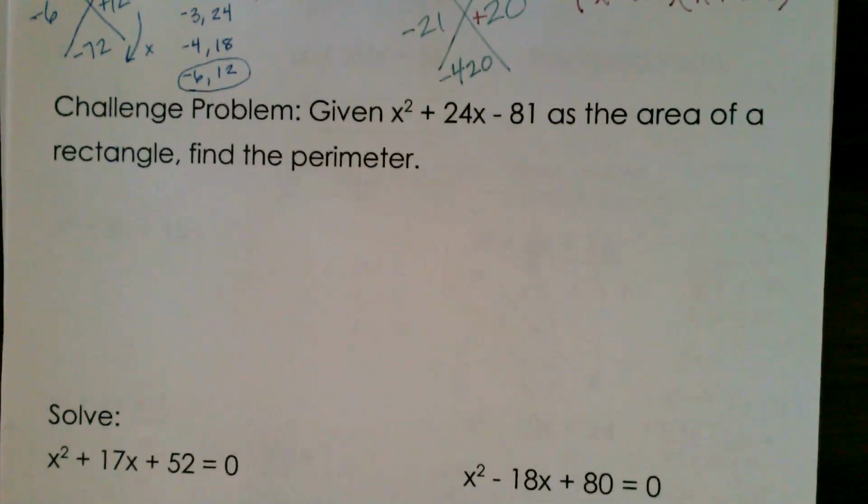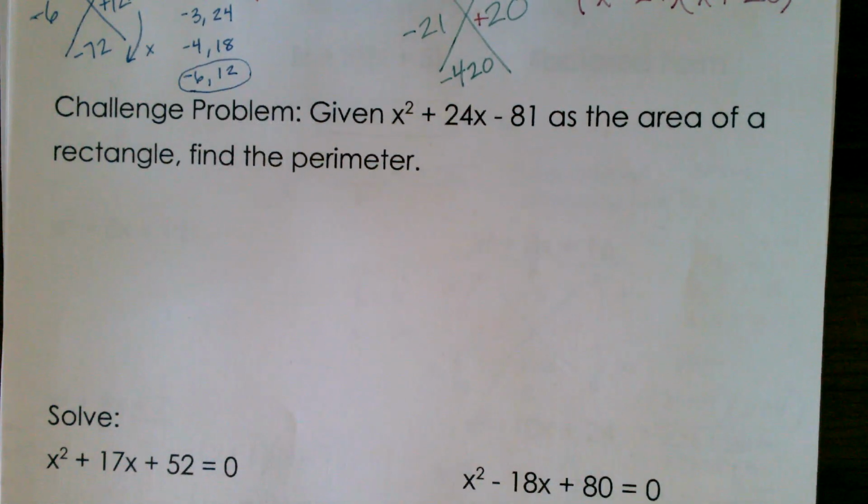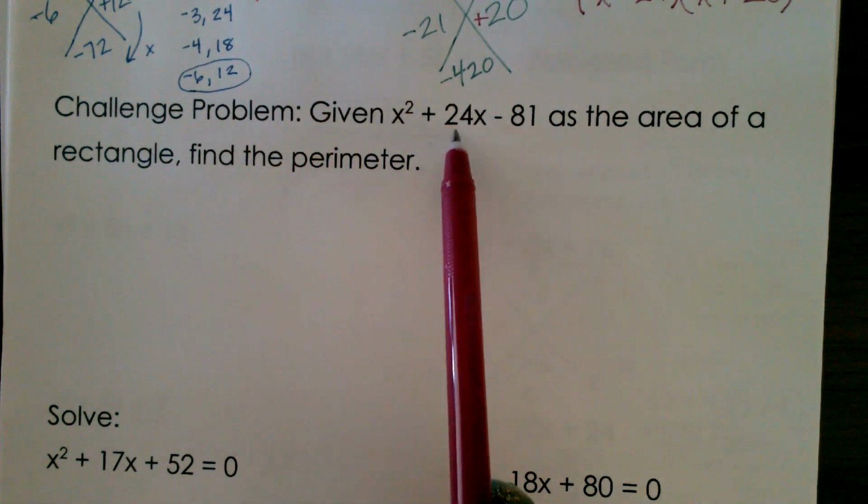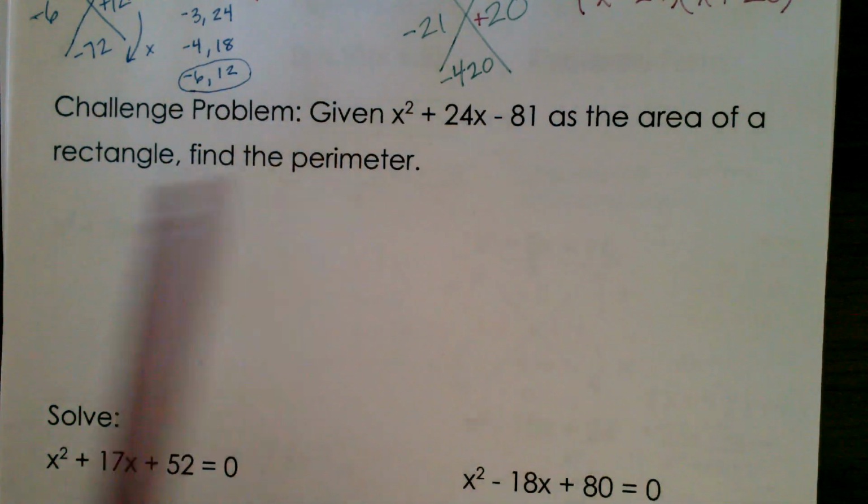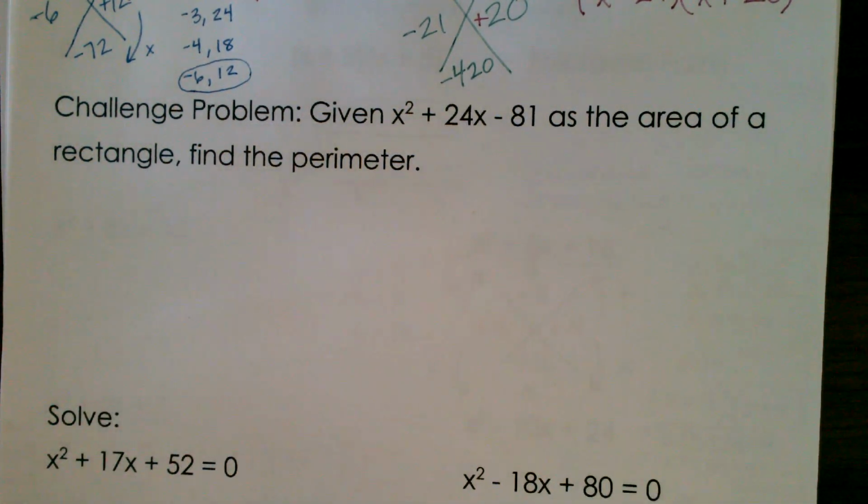Great job on solving those practice problems above. Now we're going to move on to a challenge problem, but it's really not that challenging if you just take a minute to think about it. Given this trinomial as the area of a rectangle, find the perimeter.